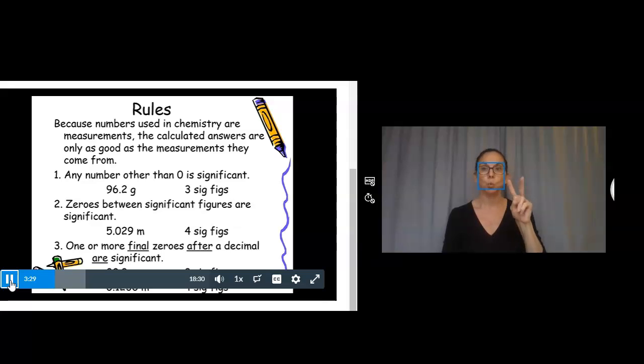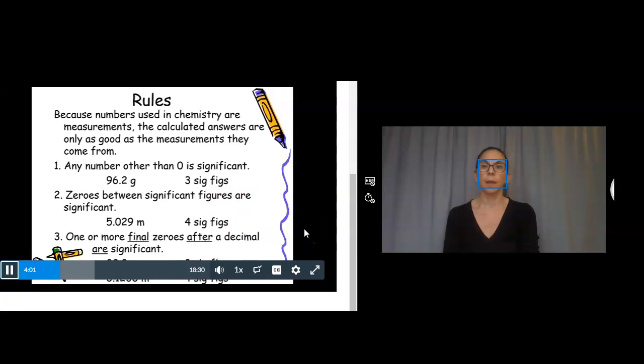Here's another example, 0.1230 meters. In this case, you have a decimal place, and that final 0 after the decimal place, that 0 that's after the 3, is a significant digit. It's a significant part of the measurement. It is telling you that that measurement went all the way out to that 4th decimal place. And of course, that leading 0 before is just holding that decimal place in place. Okay, so that's when zeros are significant.